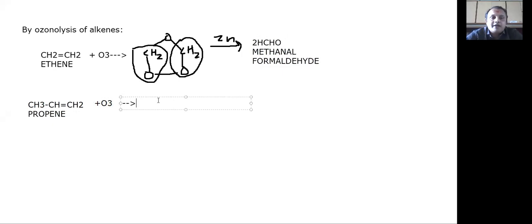Again you have to write CH3, bond, CH. No need to draw any kind of bond, and you have to write CH2. Now ozone: a temple-like structure is formed between the two carbons, O, O, and O. Where the double bond is, you don't have to write that double bond at all, and between those carbons you make the temple. Simple. So this is the triozonide.